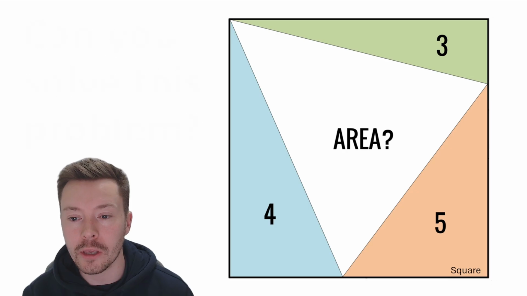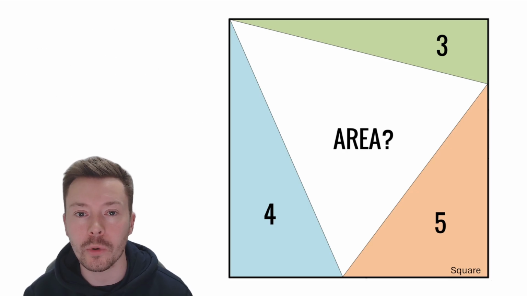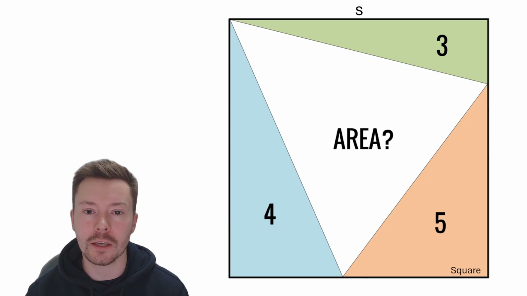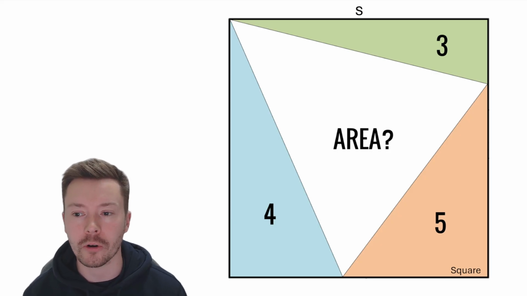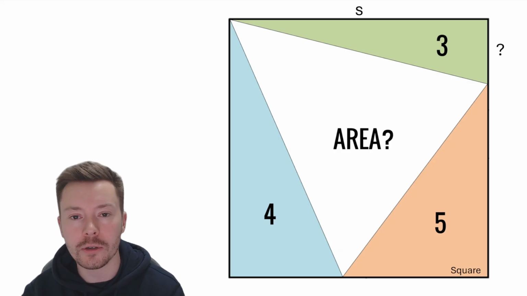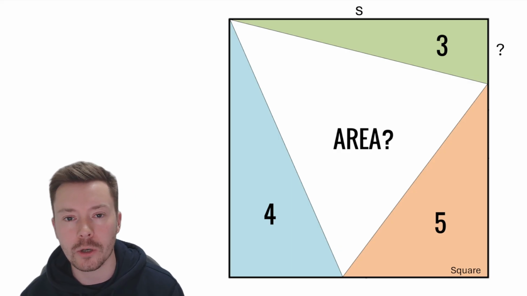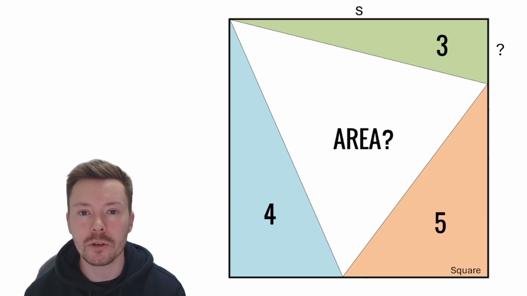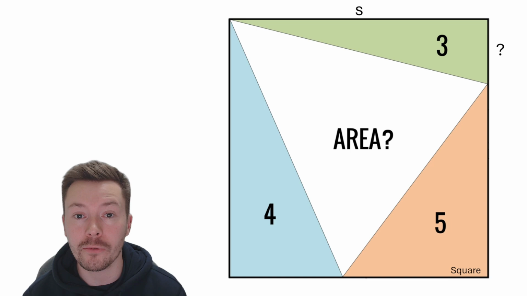Okay, so the first thing that I wanted to do with this problem is to label all of the sides of my square. So I labeled the top side S, and I labeled that side specifically because that is one of the sides of my green triangle. Now, from there, I didn't know what the other side was or how to label it, so I put it as a question mark.